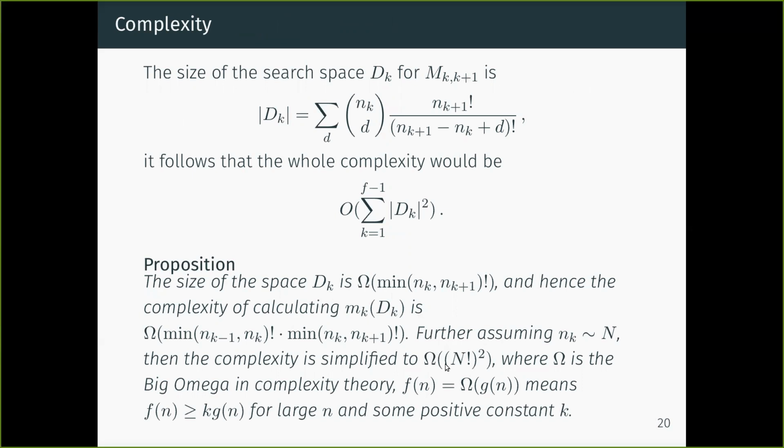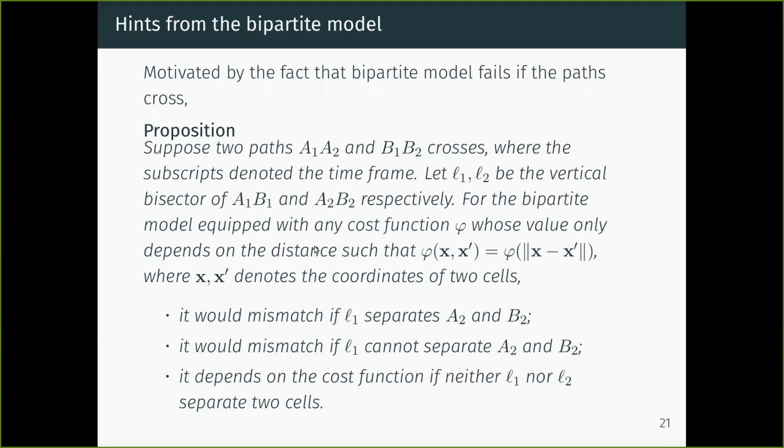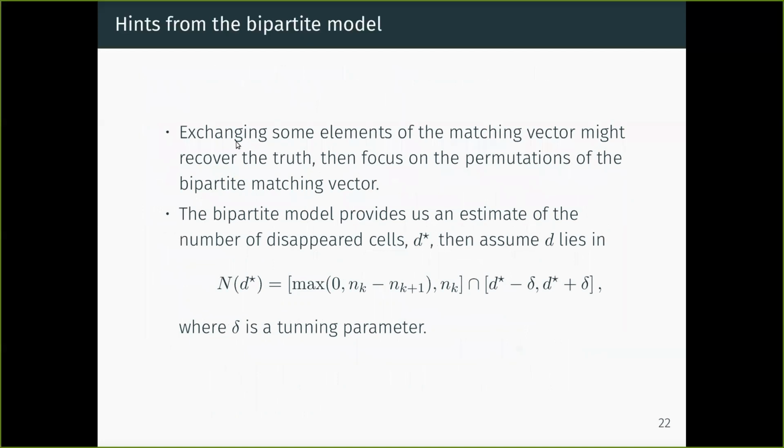So we need to come up with some method to reduce the size. Here are some hints from the bipartite model. We know that the bipartite model will fail if the paths cross, as I showed in the rehearsal video. This means that if we change some elements of the bipartite matching vector, we might recover the truth. Then we focus on the permutations of such a matching vector. Secondly, the bipartite model will provide us an estimate of the number of disappearing cells. Then we can restrict the number of disappearing cells to this range.